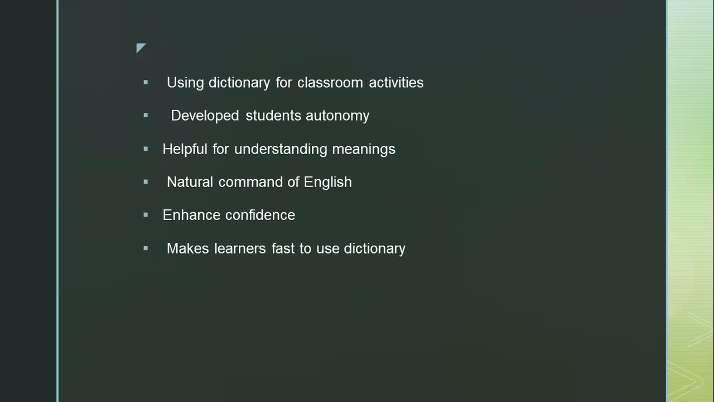Using dictionaries in the classroom develops students' autonomy. It means the dictionary develops students' autonomy. Helpful for understanding the meaning. There are many meanings of one word, but the dictionary helps us understand the meaning of the word. Neutral command of English.